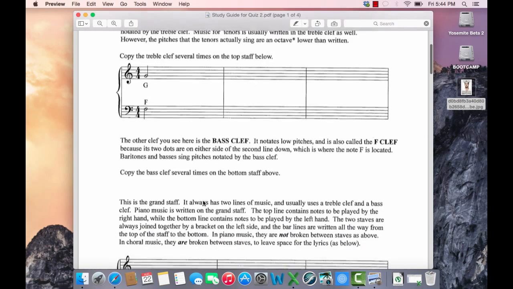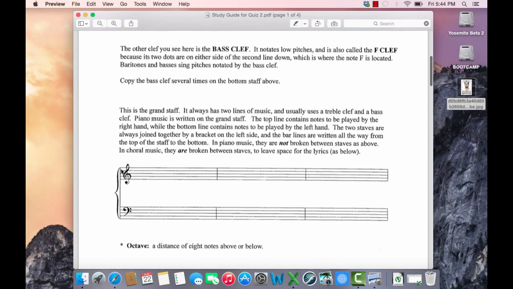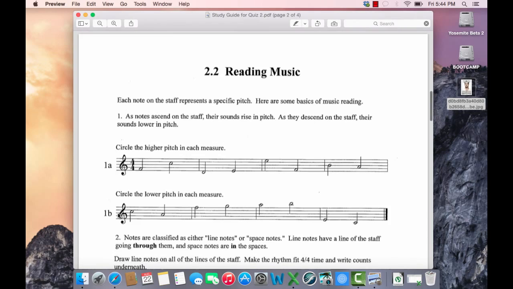If not, it's okay. Lastly, on this page, this is called the grand staff. When you have a treble clef, its staff, the bass clef, its staff, and combine them with this bracket, that is called the grand staff. Let's go to the next page.